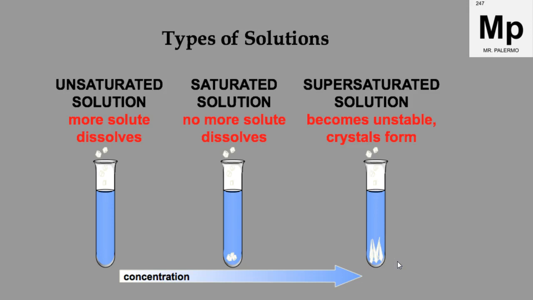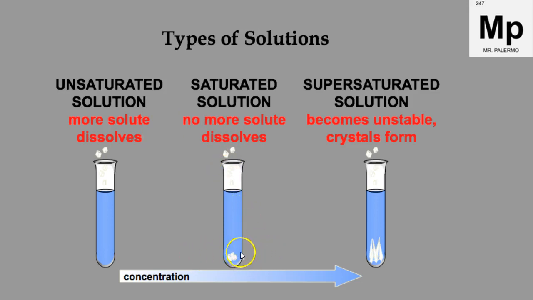In terms of the types of solutions that we can make, an unsaturated solution is where it is not quote-unquote full. We can dissolve more particles. A saturated solution is where no more of our solute particles will dissolve. So if I added any more, it would simply just fall to the bottom.